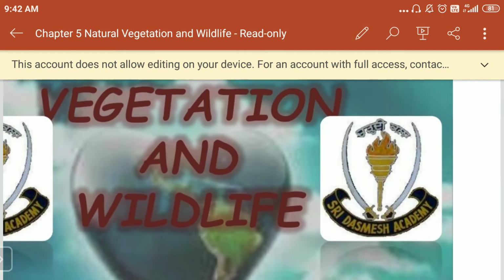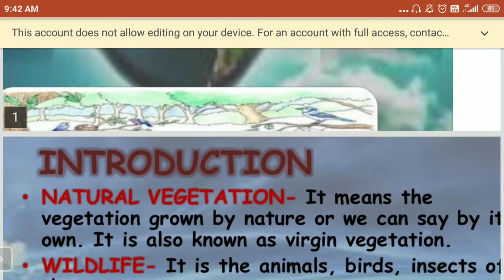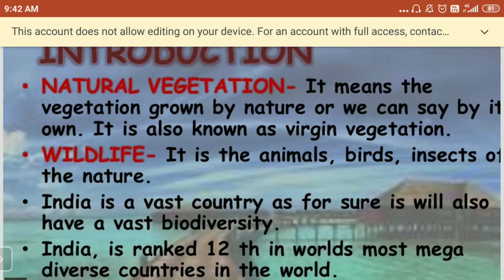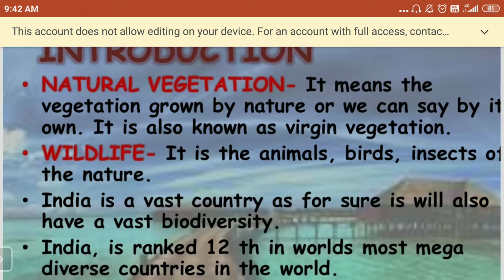about the natural vegetation and wildlife. There we discuss what natural vegetation is. It means the vegetation grown by nature, or we can say by its own, isn't it? So it is also known as virgin vegetation. Why is this virgin vegetation? Because natural vegetation that has been left undisturbed by humans for a long time is called virgin vegetation.